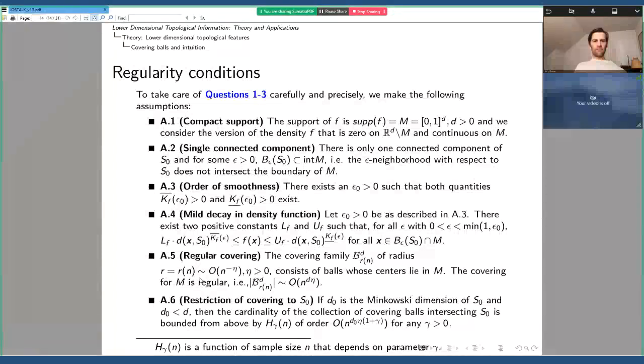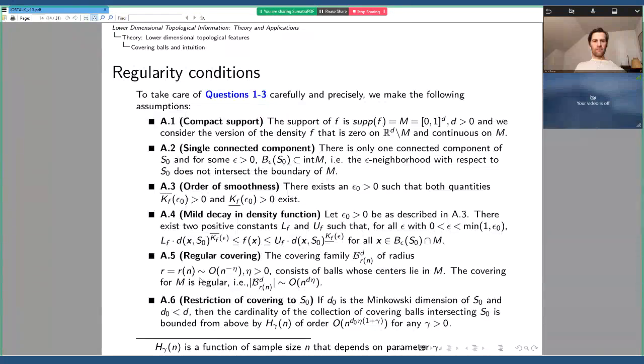The second group is A3 and A4. These are mild restrictions on the probability density function. For example, you cannot let your probability density function oscillate too fiercely near your zero density region. That will, first, make the order of smoothness not calculable, and second, break down the whole covering scheme.